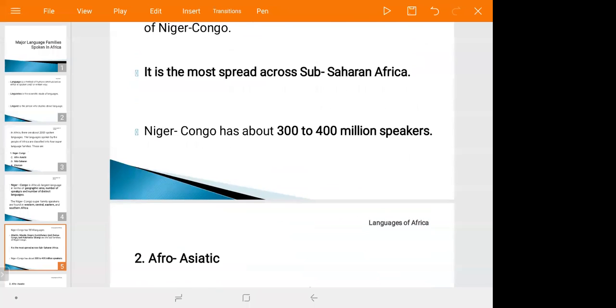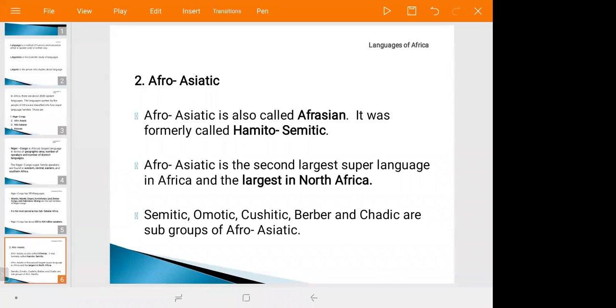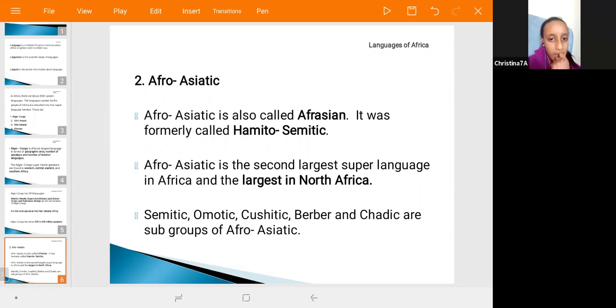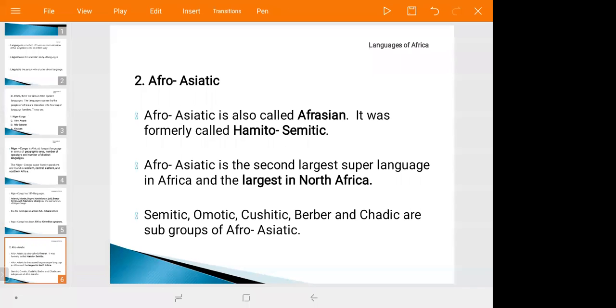The second super language in Africa is Afro-Asiatic. As you can understand from the name, Afro-Asiatic, it is in two continents, Africa and Asia. So the speakers of the Afro-Asiatic are mostly located in Africa and Asia. Therefore, it's also called Afro-Asian.